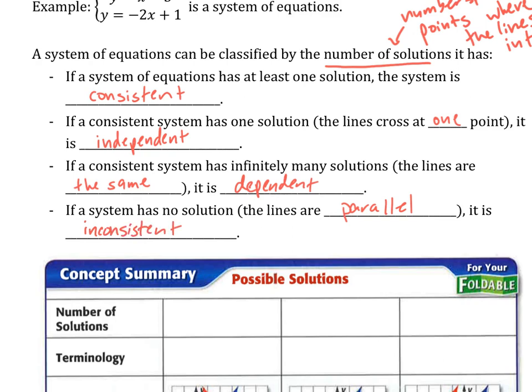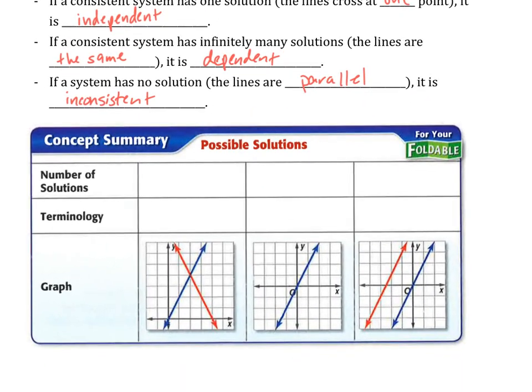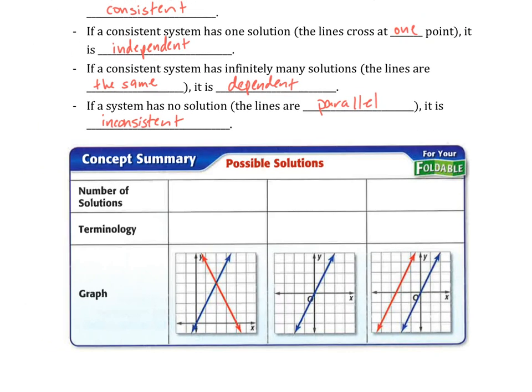Okay, so a system can either be consistent or inconsistent, and if it's consistent, it can be independent or dependent. Let's make a little table to help us classify these systems, okay? So in this graph, this first one, we see two lines that cross at one point. Okay, the number of solutions is 1, and that means that it's going to be consistent because there is a solution, and independent because there's exactly one solution.